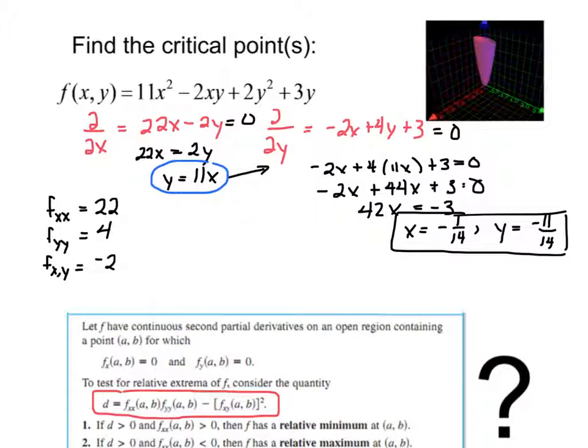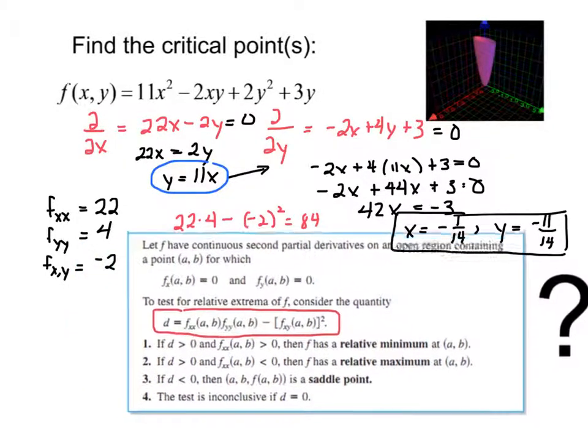So now plugging this into this formula that says d is this times this, so 22 times 4 minus -2 squared, so 88 minus 4 is 84. Now I'm just going to pull this up. So here's what it says.